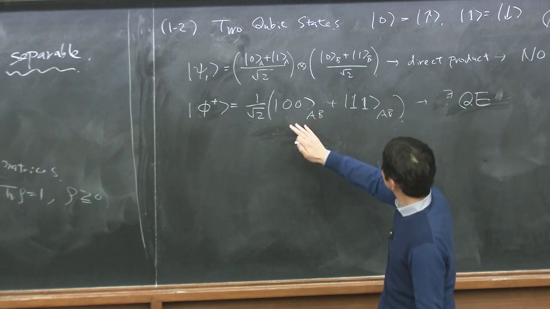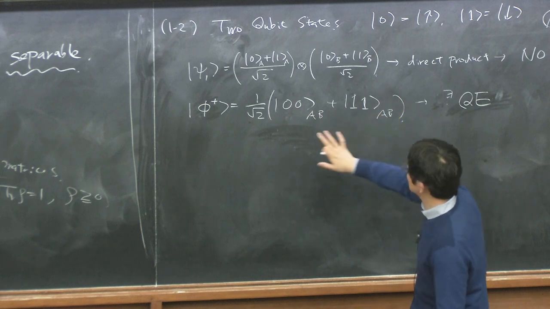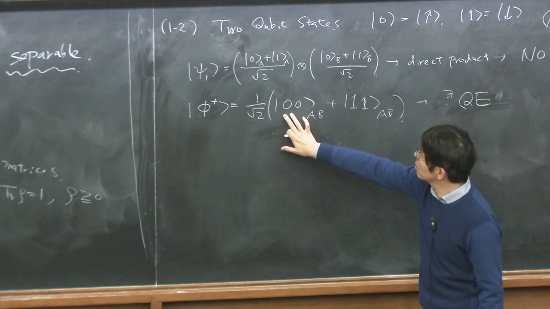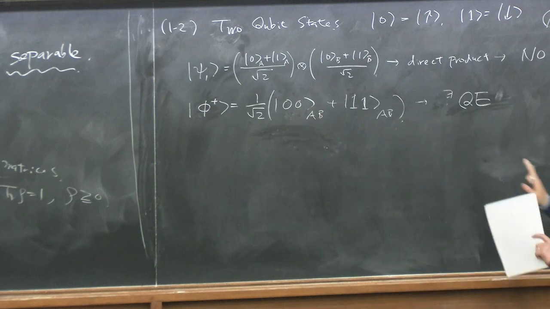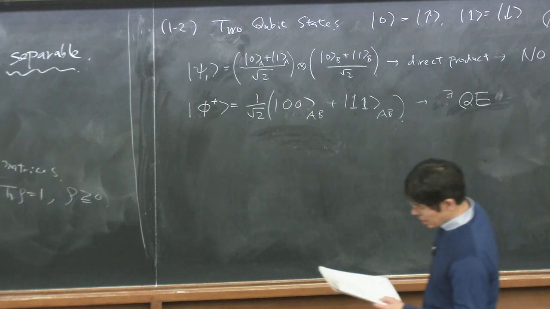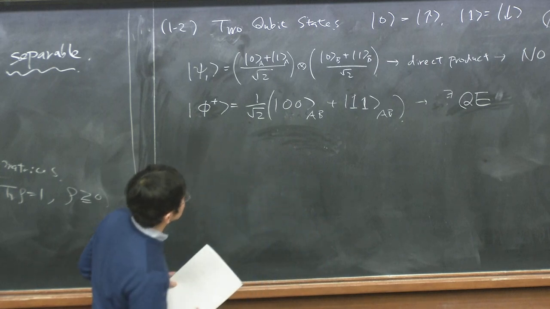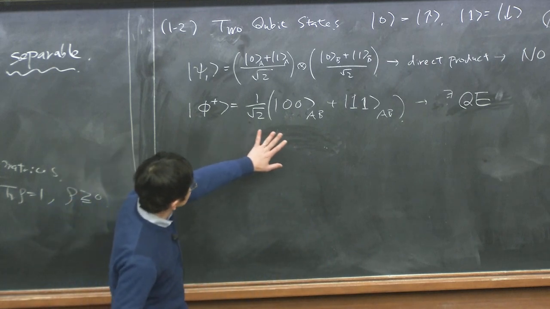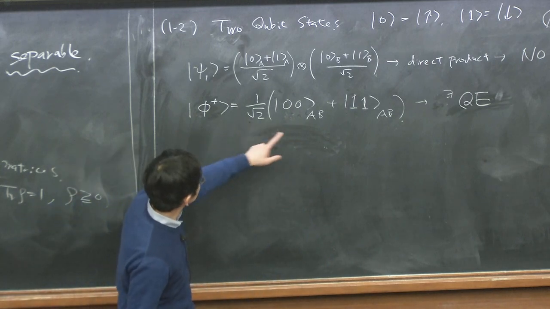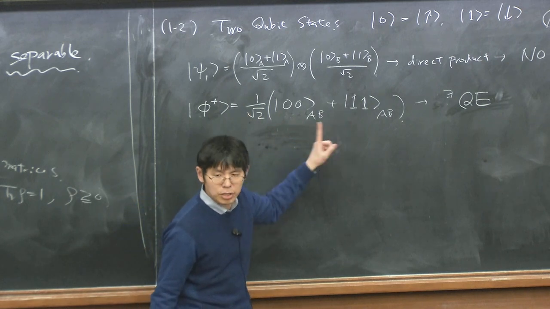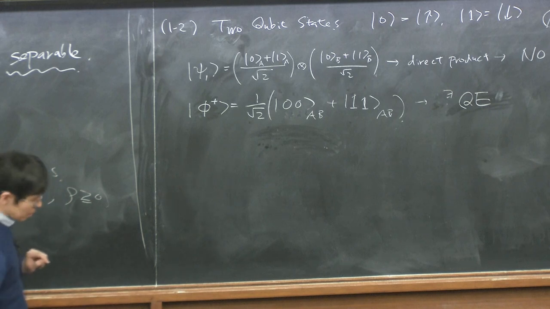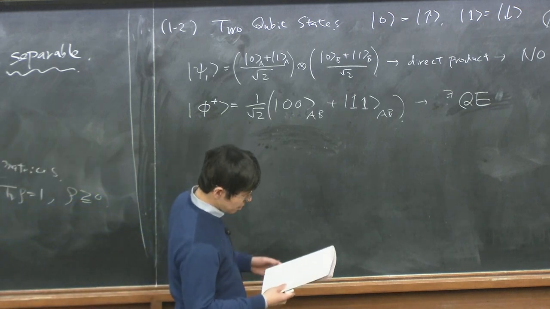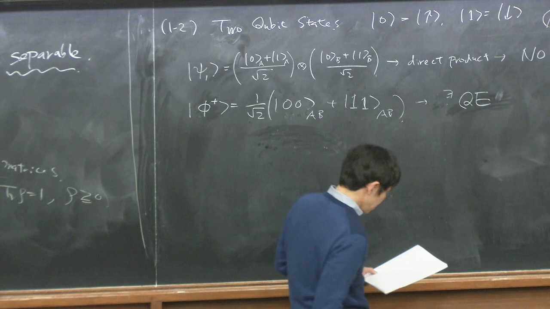Because if we know the first spin, A, is 0 or up, then immediately we know the second spin is also up. So there is a strong correlation between these two bodies. And this only happens in quantum mechanics, because we are talking about a linear combination of wave functions. Nothing of this happens in classical mechanics.